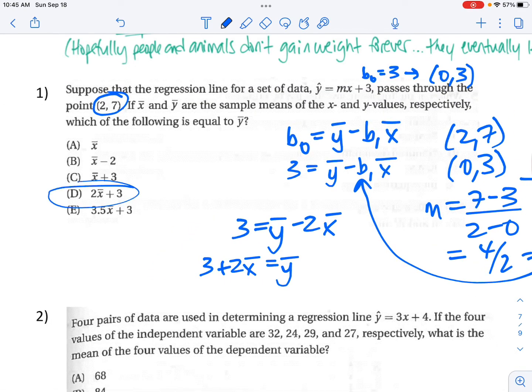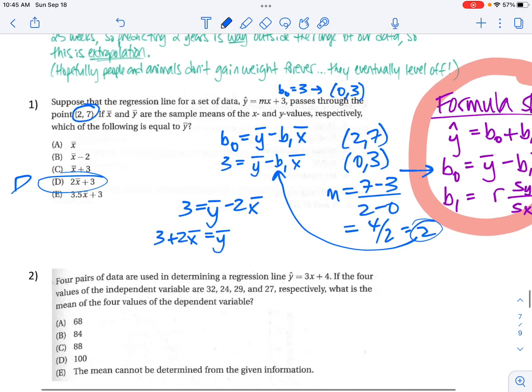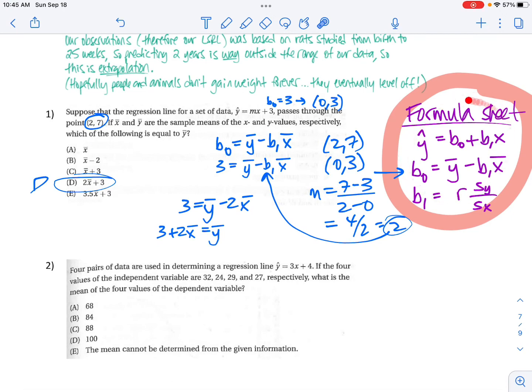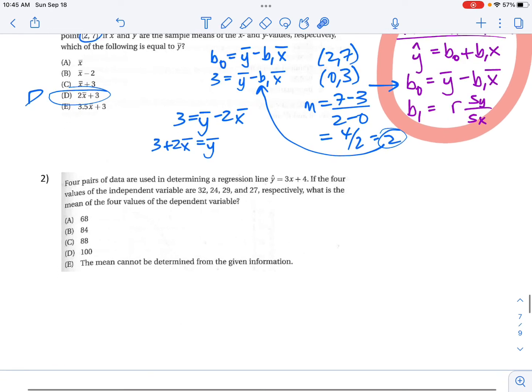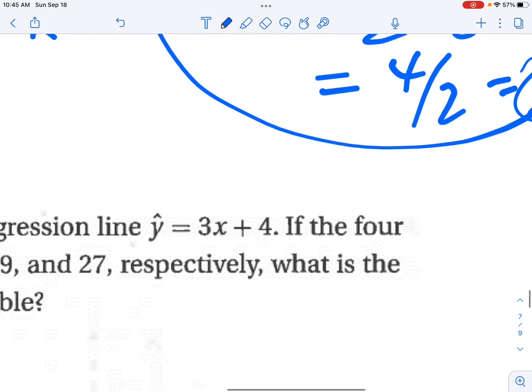Oh, snap. Okay, I didn't even really know what I was doing, but I was just messing around with formulas, and I ended up with the answer, okay? These are on the formula sheet. You don't have to memorize them, but just know that they're there, and they will be useful in multiple choice questions like this.